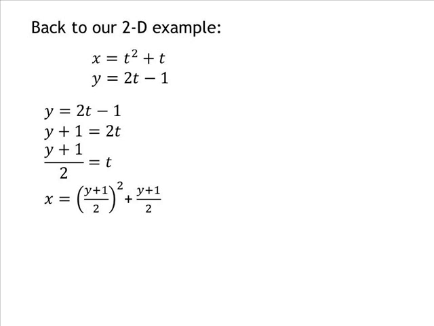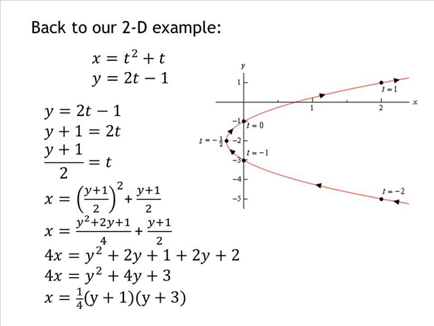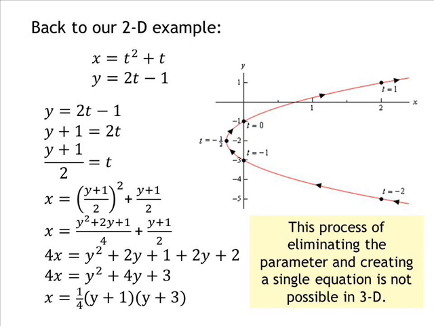So let's play with it a bit. Square that first term out. Then, I don't like to work with fractions, so I'm going to multiply both sides by 4. Collect like terms. Oh, my goodness. The right side will factor really well. Might as well do that too, and divide by 4 while I'm at it. That last form of the equation shows clearly why the path of the object goes through -1 and -3 on the y-axis. Cool. This process of eliminating the parameter and creating a single equation is not possible in 3 dimensions.